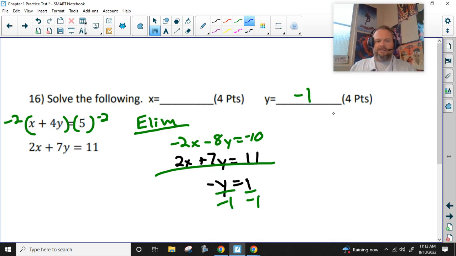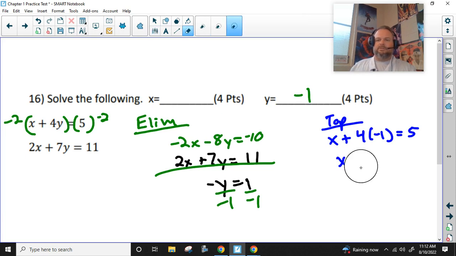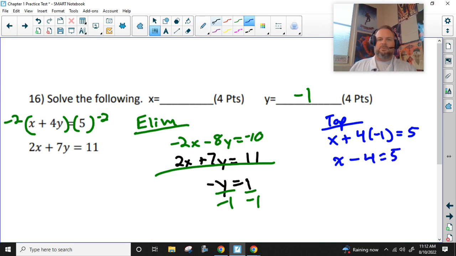And I can find X. I could use the top. And I would say X plus 4 times negative 1 equals 5. Well, this is X minus 4. Shucks. You know, you add. All right. And then you get 9.